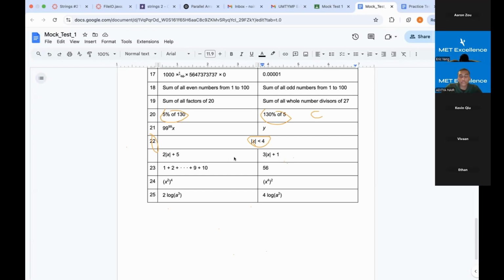And this is going to hold true for all numbers with absolute value less than 4. Because if you go past 4, let's say 5, you'd get 2 times 5 plus 5, which is 15, and 3 times 5 is 15 plus 1, so 16. So you can see that B is going to be bigger. This is simple because 4 is where these two graphs intersect, and below that intersection point, this is always going to be bigger. So this is going to be A.